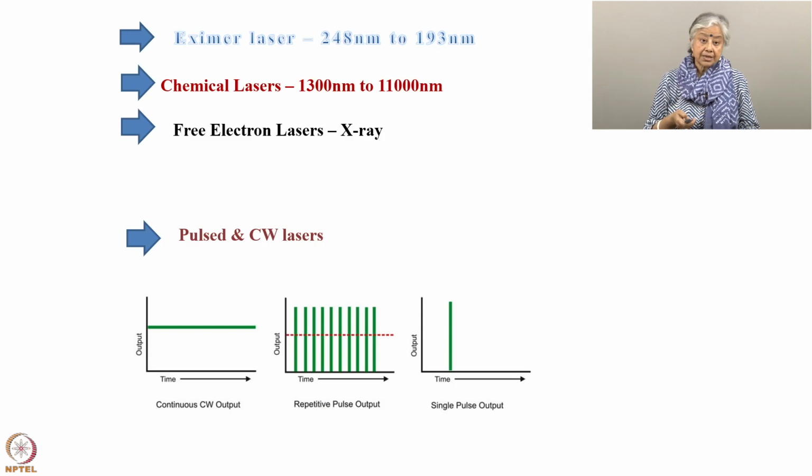Excimer laser, again, is slightly in the ultraviolet region. As you can see, it has a wavelength of 248 nanometer to 193 nanometer. You can tune it. Basically, it can be tuned to this. Then you have the chemical laser, which goes from 1300 nanometer to 11,000 nanometer. And then you have the free electron laser, which lases somewhere around the X-ray region.